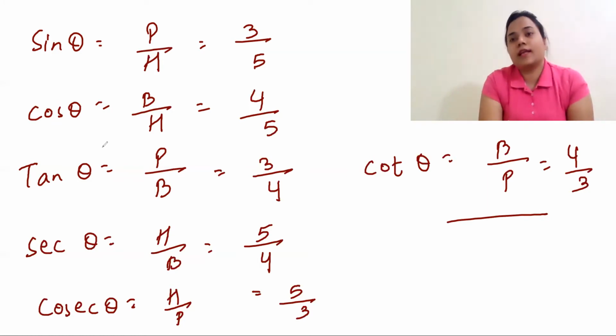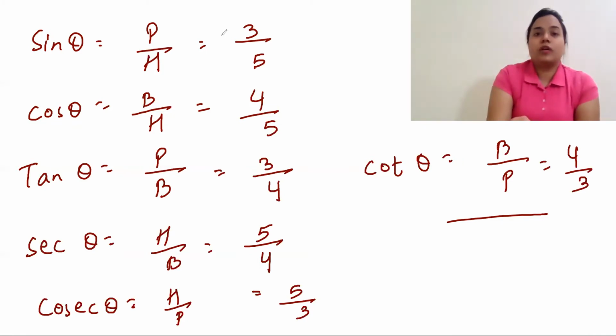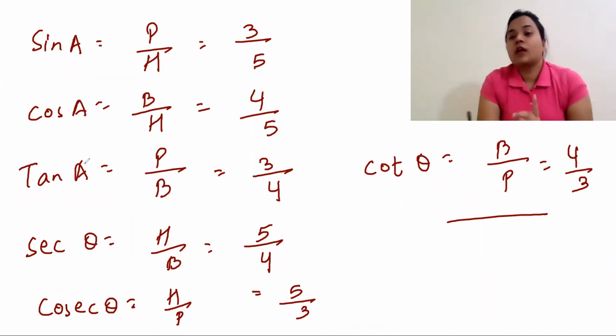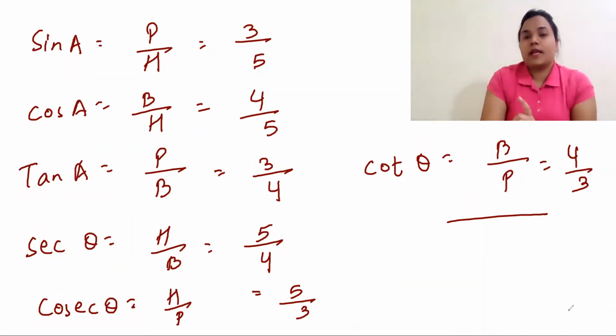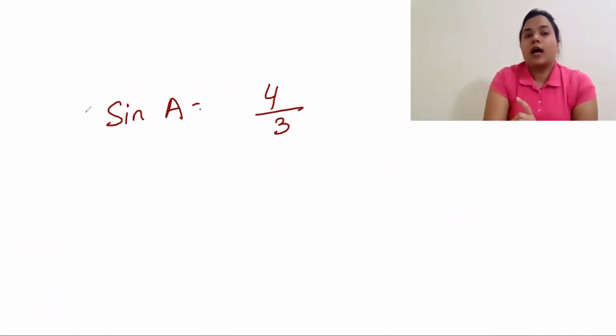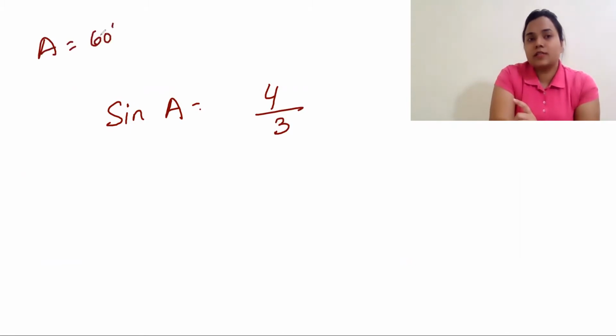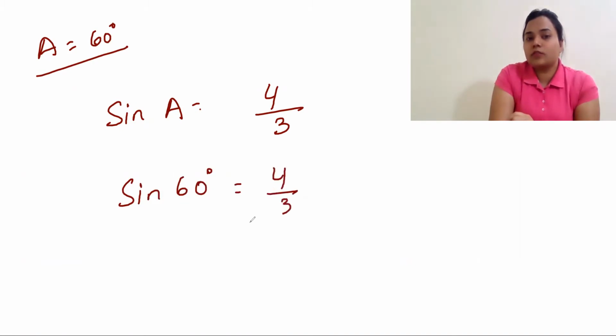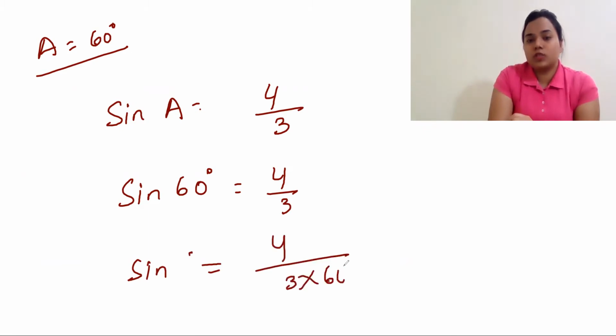Instead of theta, we can write A also because it was written in the question, find the T ratios for angle A. So we can write like this also, sin A, cos A, tan A. One more thing to be noticed, suppose we are writing sin A is equal to 4 by 3 and A is given to us as 60 degree. So it means sine 60 degree is equal to 4 by 3. So we cannot write sine is equal to 4 by 3 into 60 degree.